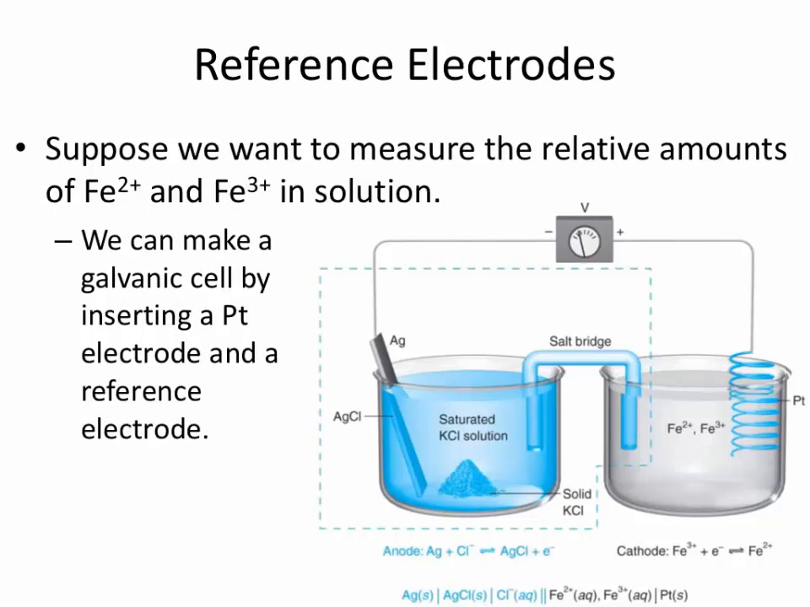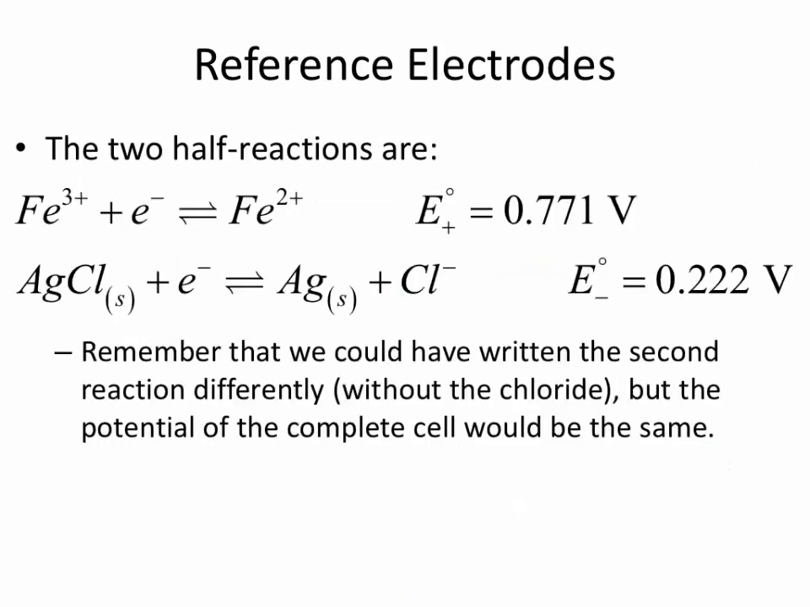So suppose we want to measure the relative amounts of iron 2 and iron 3 in solution. So we've got this solution here, we have some iron 2 in there, we've got some iron 3, and we want to know how much of each one we have, or the relative amounts of those two. Now, we can make a galvanic cell by inserting a platinum electrode over here, and a reference electrode, which is then again everything in this box. And the two half reactions are then shown here.